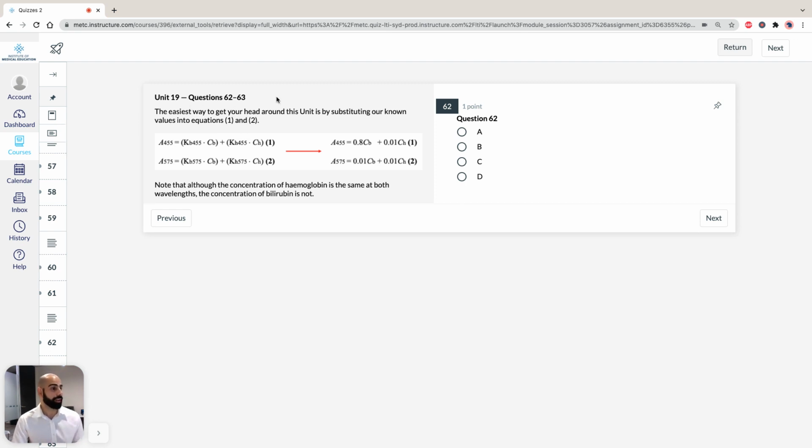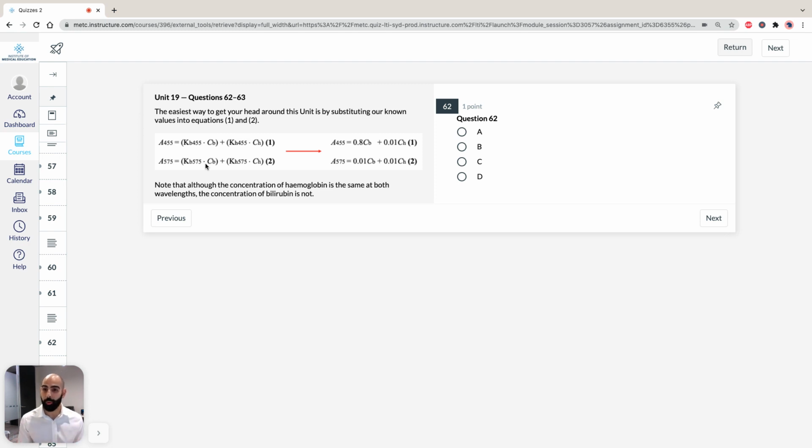So in this unit, we had to consider a method for determining the concentration of bilirubin in a sample of serum which also contains hemoglobin. We've been given two equations. A455 and A575 represent the absorbance at these specific wavelengths, K represents the absorption coefficients of bilirubin and hemoglobin, and C is their concentrations.